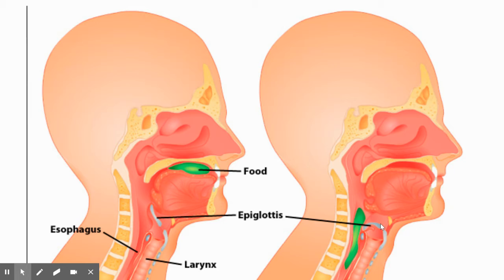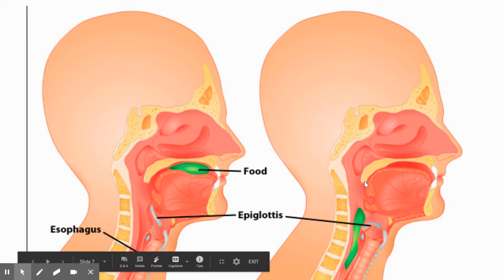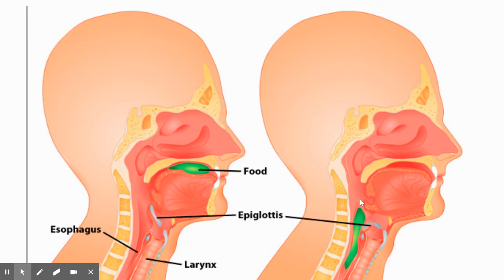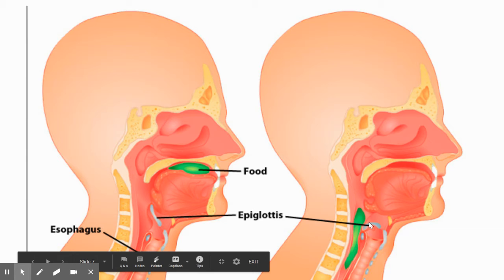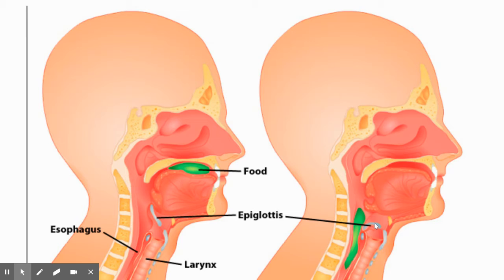Those of you might have experienced where you've eaten something, or you've had something to drink and it's gone down the wrong pipe, so to speak, and you'll just start coughing like crazy because that's your body's way of kind of making sure that that trachea stays clear. So that's what the epiglottis is. It's made out of that elastic cartilage.